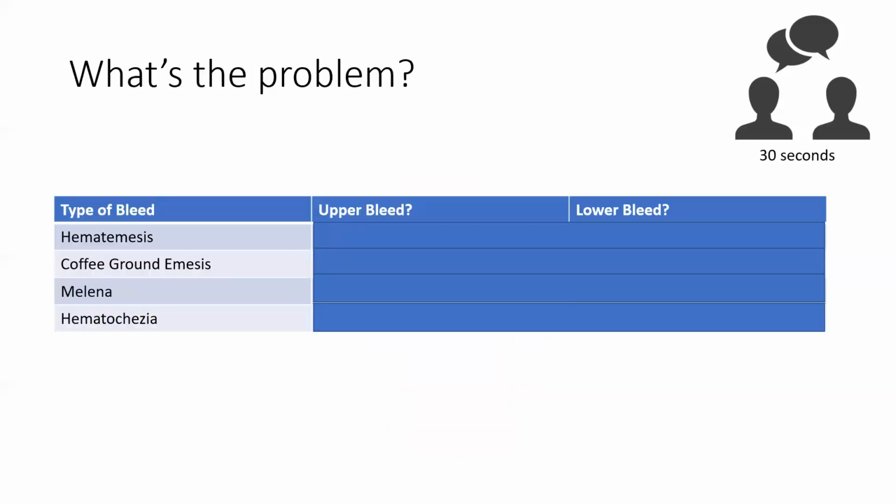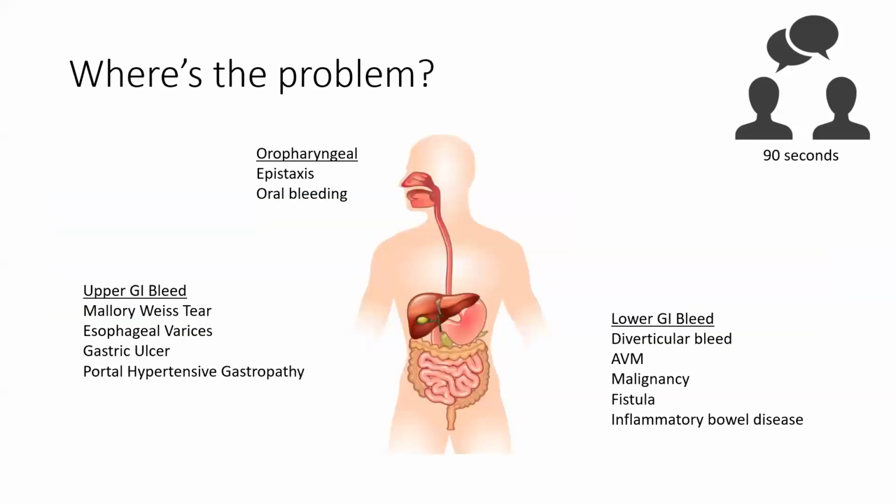Yeah? Sorry, could you explain portal hypertensive gastropathy? We'll chat about it during the course of this month here together. But basically, it's just a buildup of pressure that causes the capillaries in the stomach to leak.